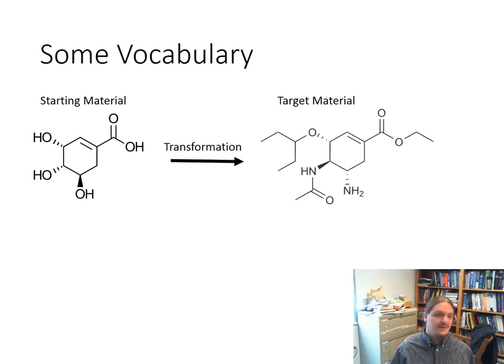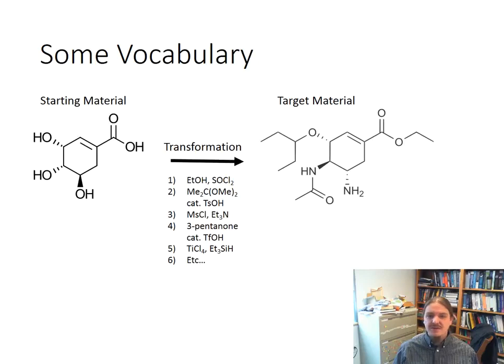I want to distinguish a transformation from a synthesis, where a transformation is just representing the overall structural changes we desire to accomplish. The sequence of individual reactions that lead to the actual chemical changes, the intermediates that are formed in between, these are the synthesis. The synthesis is an actual sequence of reactions that lead us from the starting material to the target material, or in another way of saying it, achieve or accomplish the desired transformation.